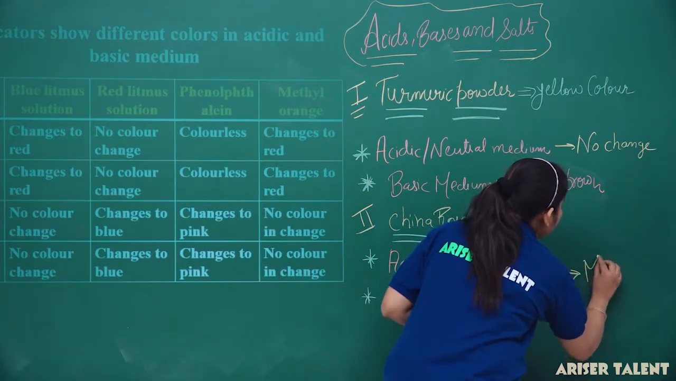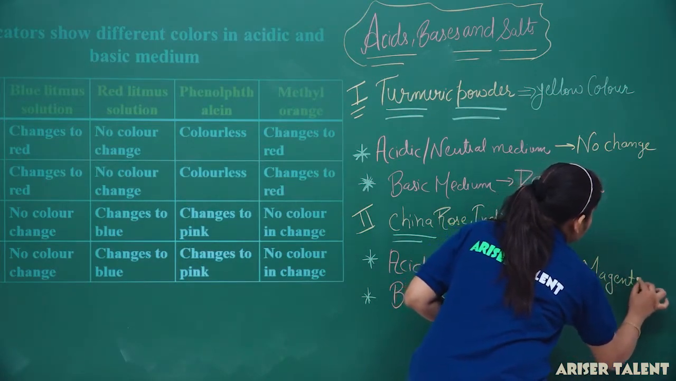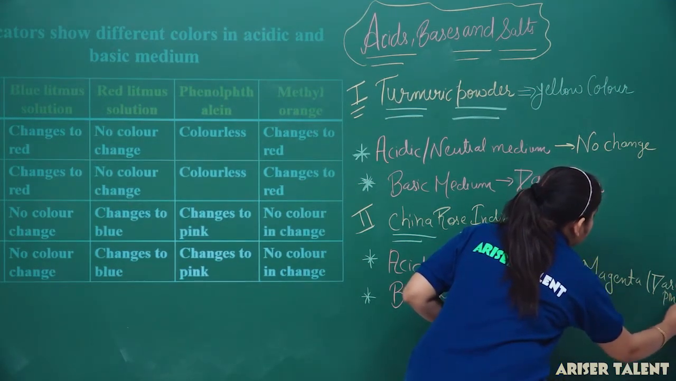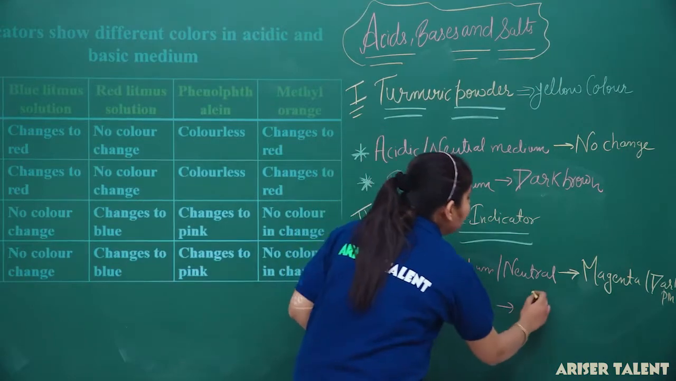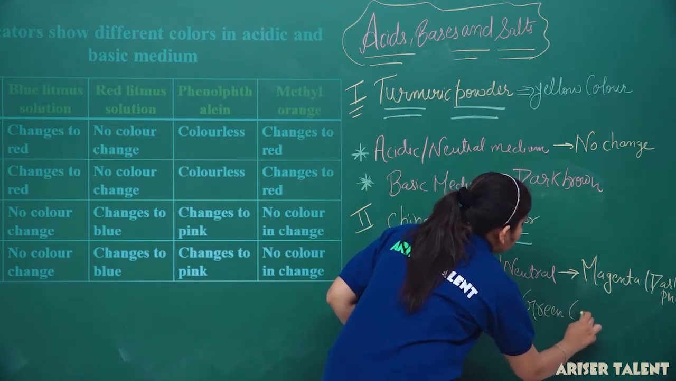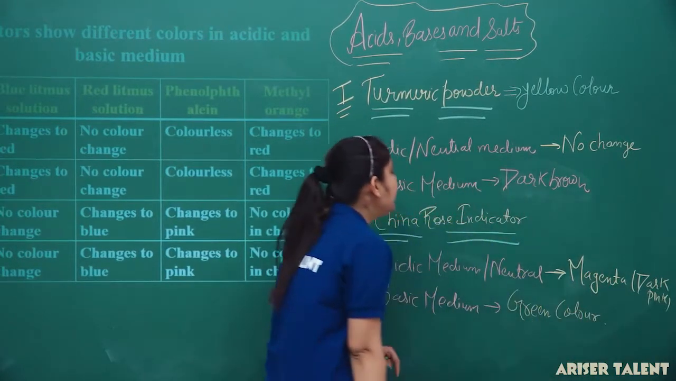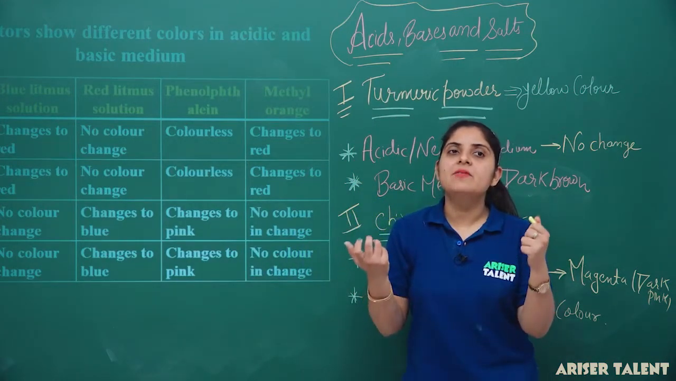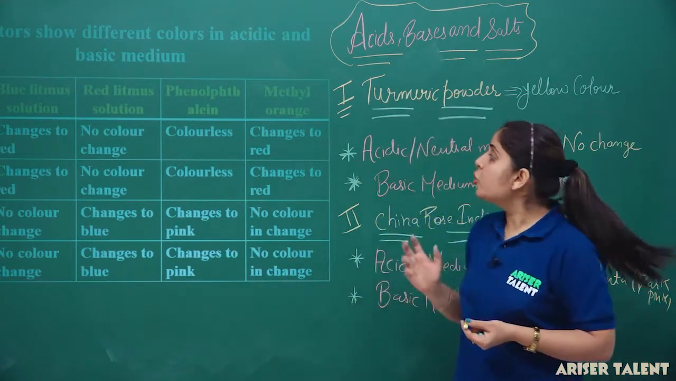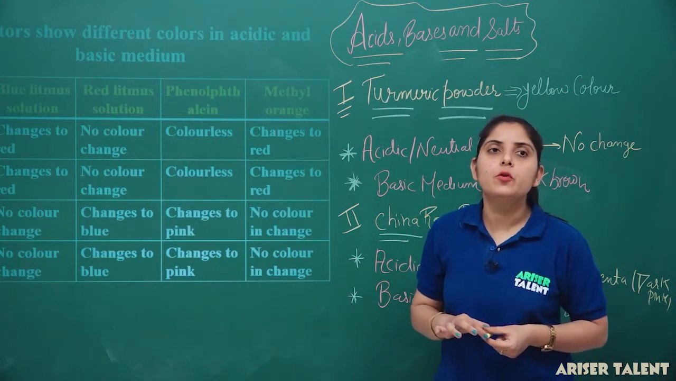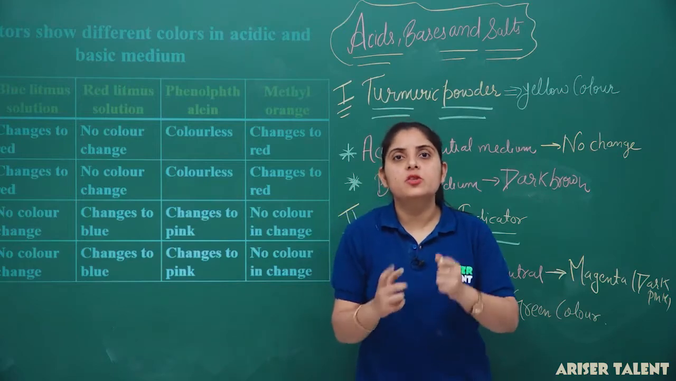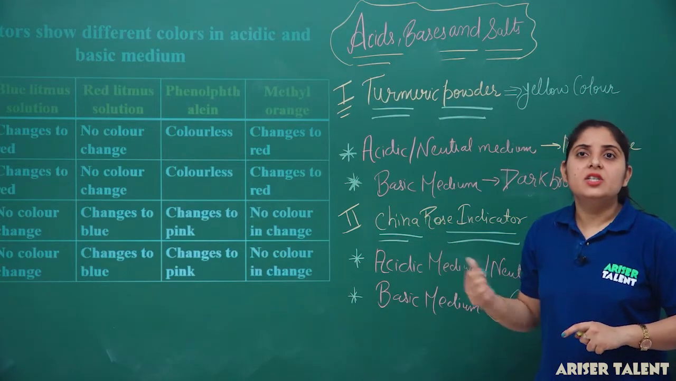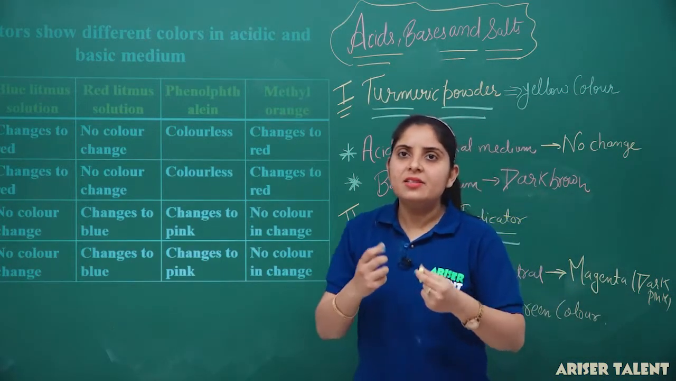So it will be the magenta color, that is dark pink, and in case of the basic medium we will observe the green color change. So the color will be green color. So this is about the two indicators. Apart from this, we have many more indicators and we can observe many more changes. This question is very important from your board exam point of view, because the color changing is quite confusing. So a 1 mark question will definitely come in your exam from the color change. So I hope this topic will be easily understandable by you.